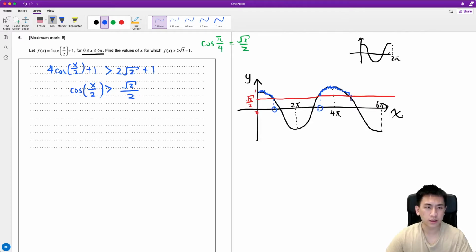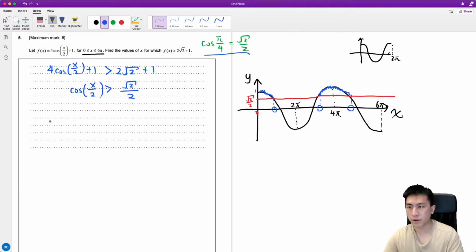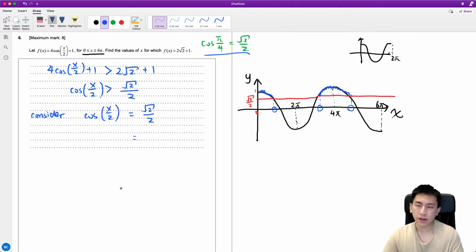These intersection points. Then to find it, you already know because we already get this, yeah? So we know that, then we can actually go ahead and solve it, right? So consider cosine x over 2 equals root 2 over 2, right? Then you can actually solve it. That means x over 2 would therefore be pi over 4, right? That would be one of the solutions.